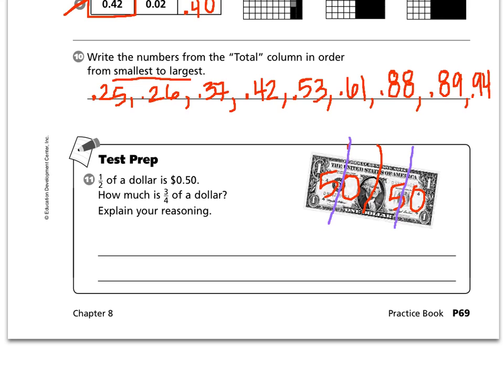I know that half of 50 cents is 25, so each piece is now worth 25. I want to have 3 of these. I know that 25 times 3 is going to be 75 cents. Make sure that you show your work or have a written explanation of how you know.